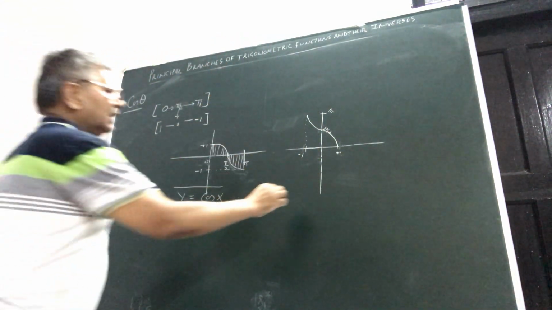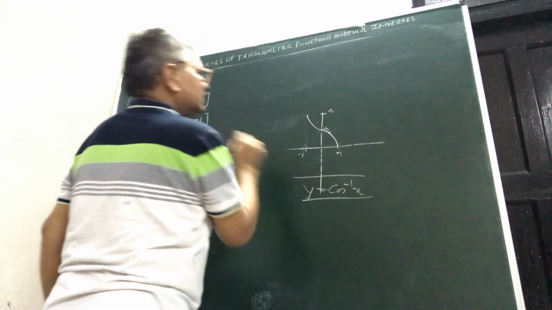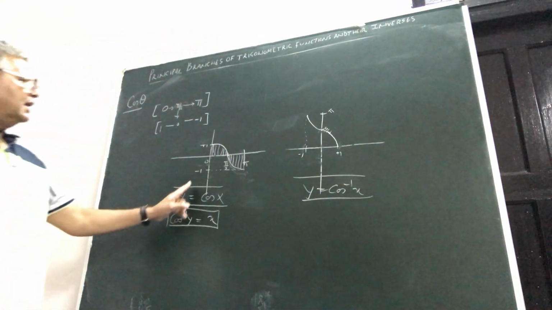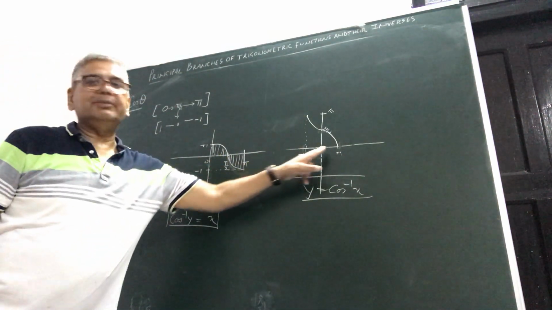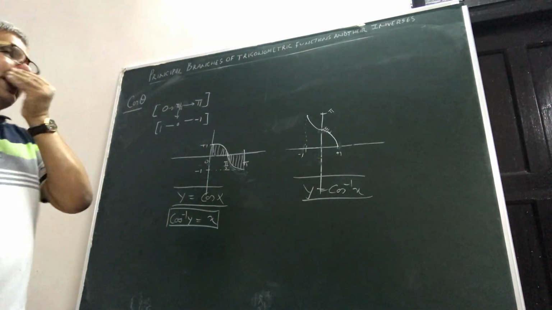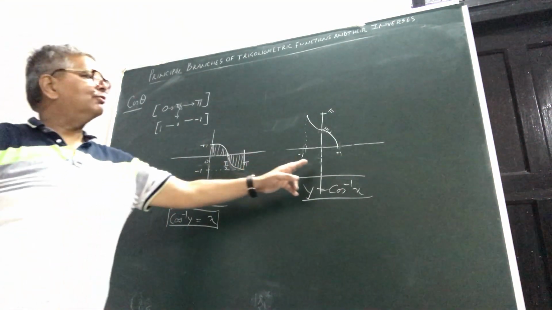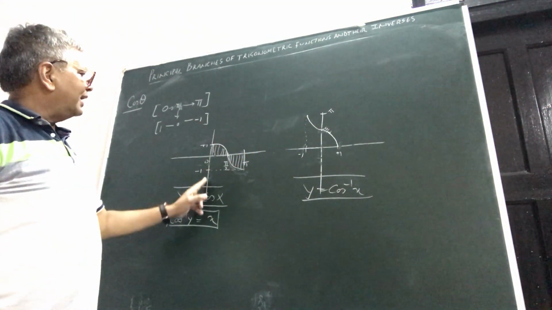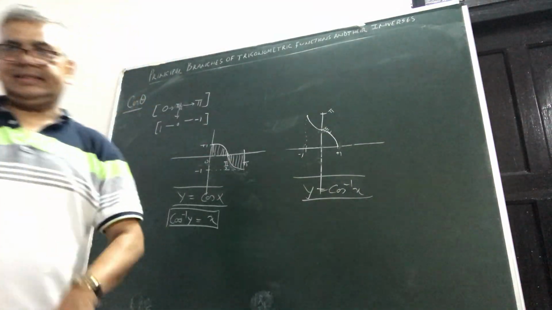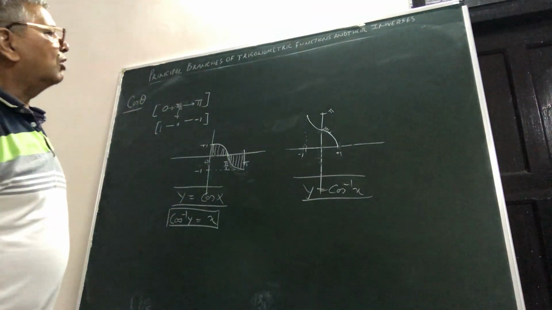So this is the curve of y is equal to cos inverse x. Please see clearly. Whatever is the range here, that is the domain here. So in a nutshell, whatever the values on the x-axis are, you will find those values here on the y-axis, and whatever the values are coming on the y-axis, they will come on the x-axis. So this is the curve of y is equal to cos inverse x.